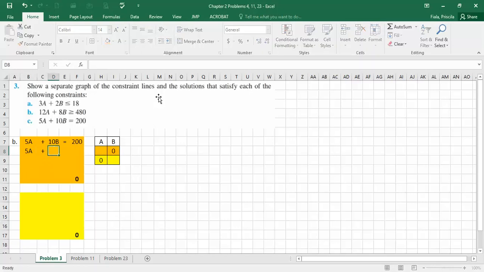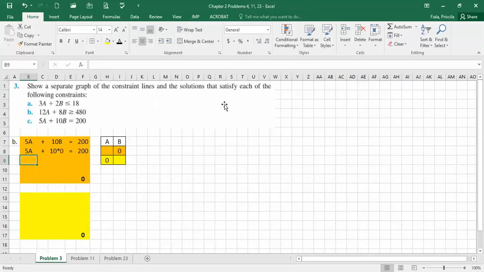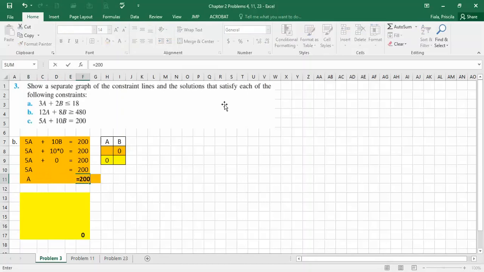5a plus, we set b to 0 now, right here. 10 times 0 equals to 100. Okay, make it a little bigger for you. 5a plus 0 equals to 100. Then 5a equals to 100. And then if we divide both sides by 5, 5a divided by 5 is a, equals 100 divided by 5, which is 20.